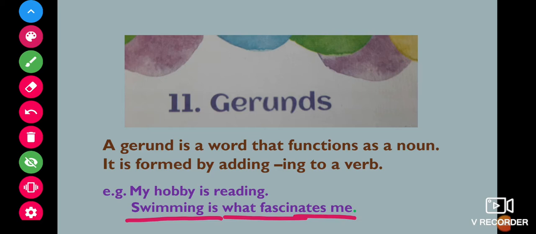Swimming is what fascinates me. Here swimming is the subject and we know subjects are nouns and it also ends with ing. So here swimming is also a gerund.